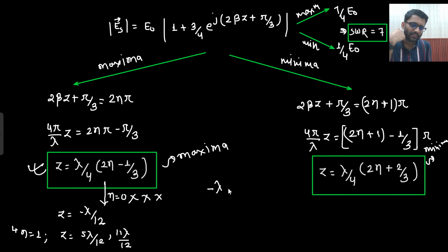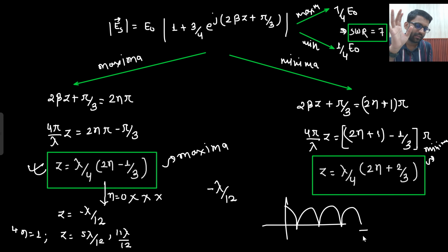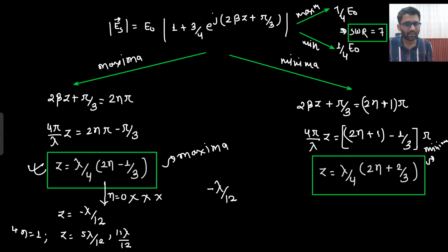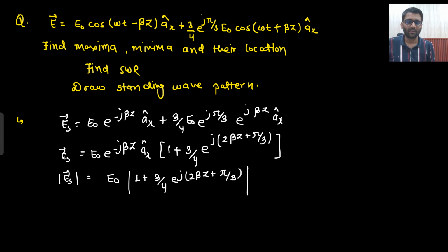What actually happened here was minus lambda by 12. Actually this will certainly be your maxima. Basically, how do you draw the standing wave pattern? In the increasing direction of z. But if I go back, the same pattern would be there, no? So certainly z minus lambda by 2 will be your maxima. There is no doubt about that. But we are taking from z greater than 0. So if minus lambda by 2 is one of my maxima, then where will my next maxima occur?